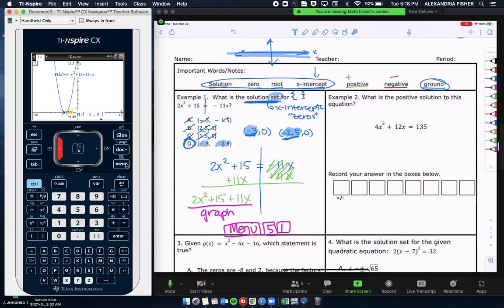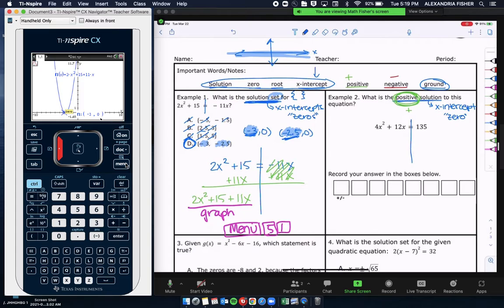So let's try example 2. What is the positive solution to this equation? So we're looking for the positive solution. Remember, solution is the x-intercept, which is also known as 0 in the graph. And this word right here is very important, positive, okay?